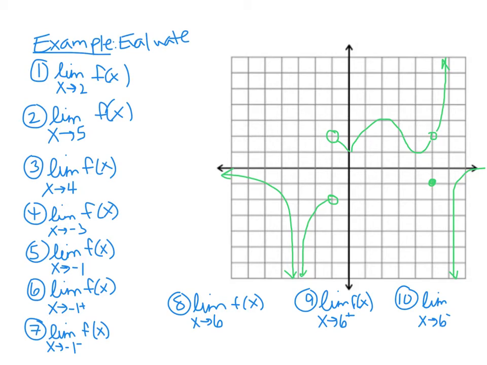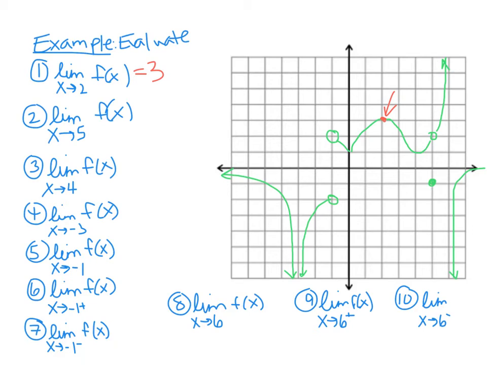So let's start with number 1, the limit of f of x as x approaches 2. Actually, as x approaches 2, you're going to find that we are going to hit 3. There's nothing weird going on in this one, which is really nice. Pretty much everything else that we're going to have here is weird though, so you're going to see what happens now.